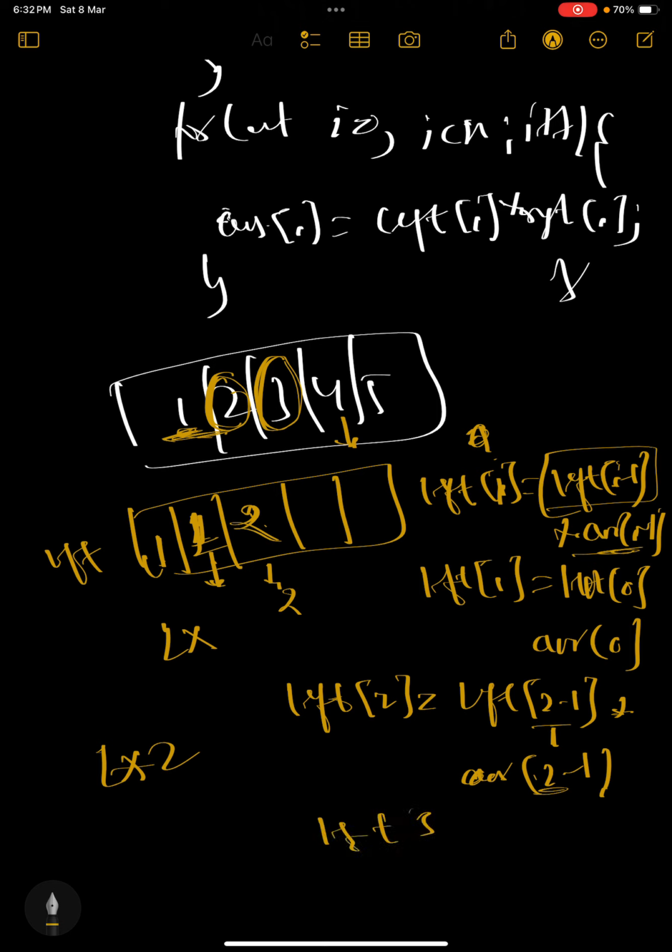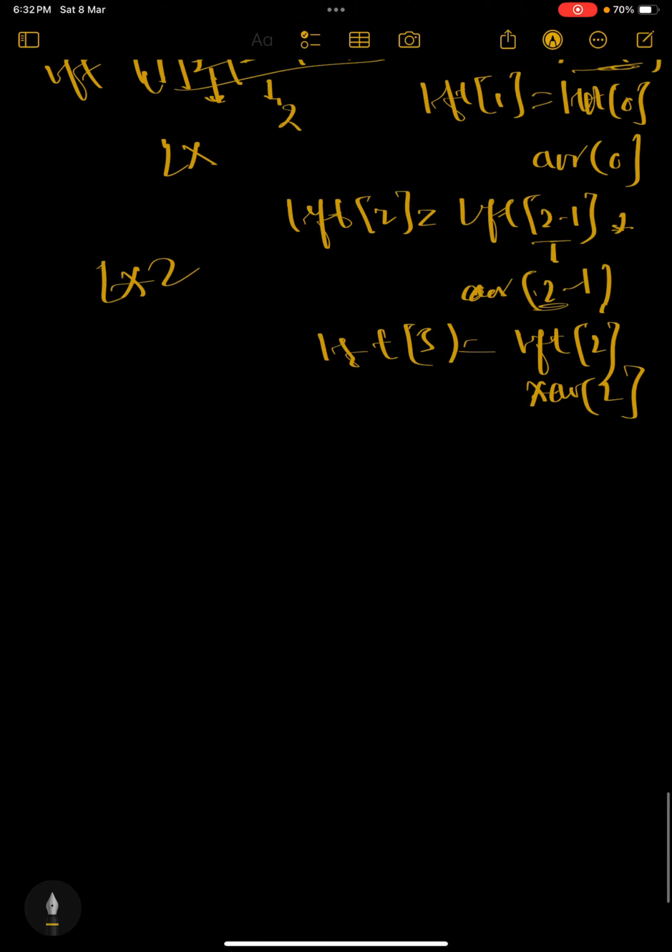Left of 3 is equal to left of 2 into array of 2. Left of 2 is 2, and array of 2 is 3. So 3 into 2 is 6. For this index, the product of all the left elements is 3 into 2, 6, into 1, 6. That's why I'm getting 6. I hope you understand the question. I've already done the dry run.